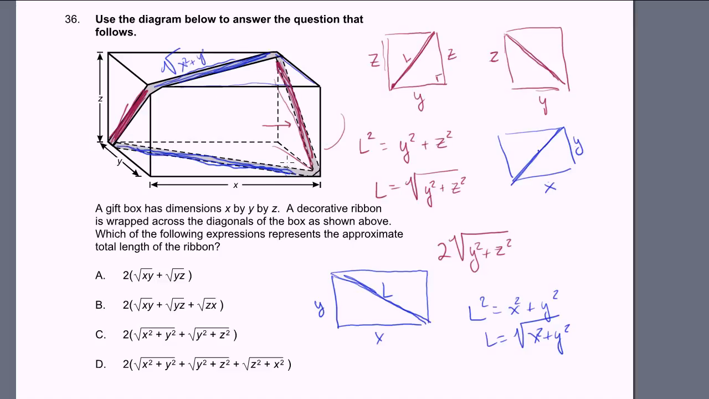So in the total length of the ribbon, we're going to have 2 times the square root of x squared plus y squared, plus 2 times the square root of y squared plus z squared. Now, let's see. That looks like choice C. They just factored the 2 out. So it's 2 times everything: the square root of x squared plus y squared plus the square root of y squared plus z squared. Right over there.